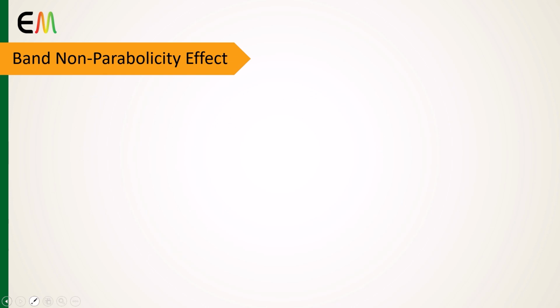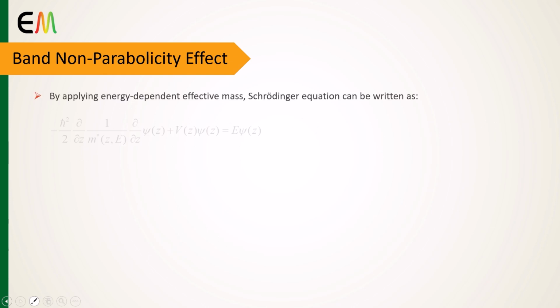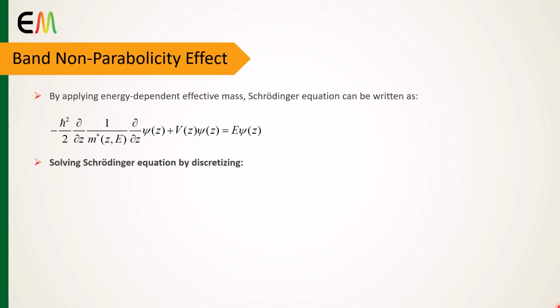By applying energy-dependent effective mass, the Schrödinger equation can be written as this expression. By discretizing, the typical Schrödinger equation with constant effective mass can be expressed in matrix form as this equation, in which H is a matrix containing all the related coefficients.